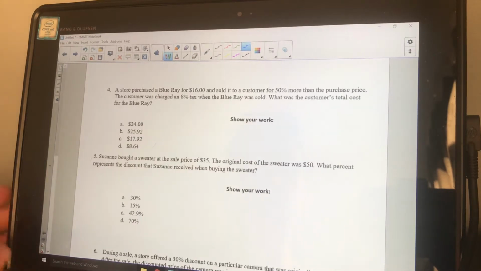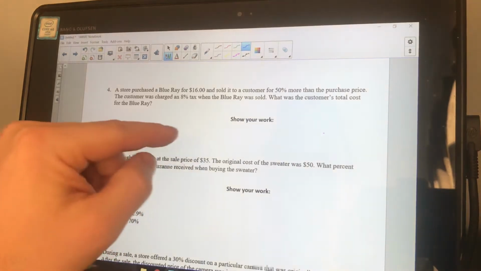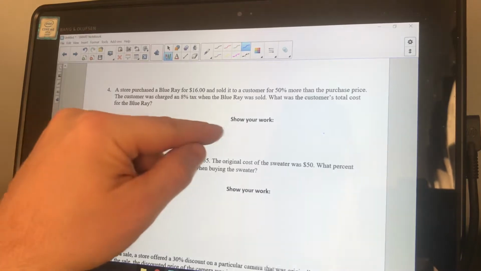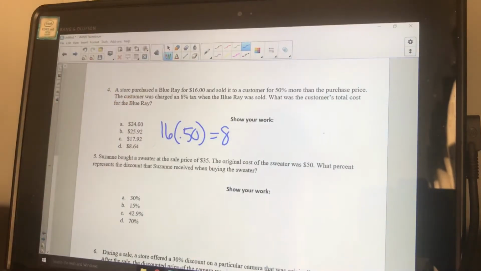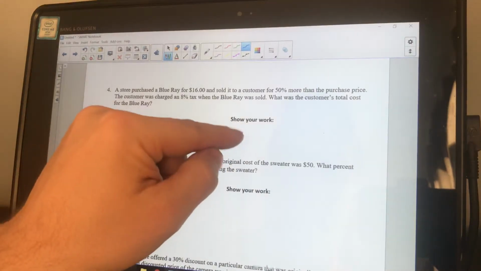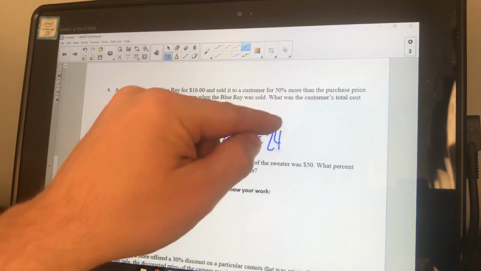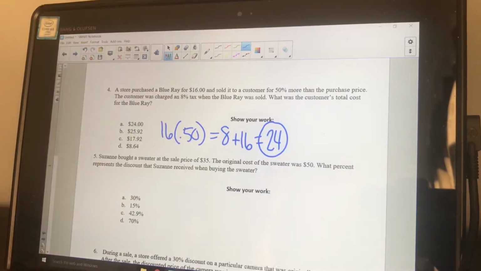Let's keep going. Okay, a lot of these are the same. Store purchased a Blu-ray for $16 and sold it to a customer for 50% more than the purchase price. The customer was charged an 8% tax when the Blu-ray was sold. What's the customer's total cost? Okay, so 50% of the Blu-ray would be an increase of $8. Okay, so they took the $16 price and they added $8 to it to give them a total of $24 for the DVD. That's how much the store is going to sell it for.